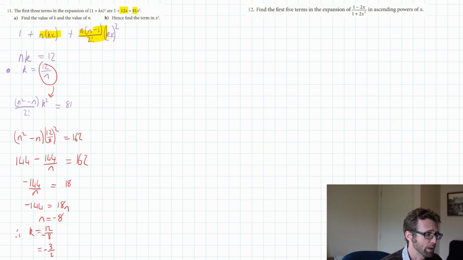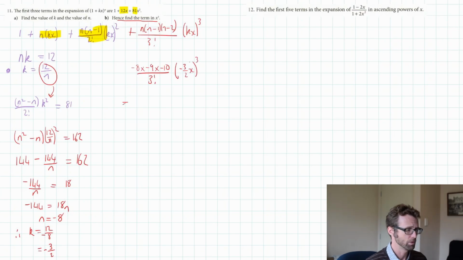Okay, now the second part of the question is we need to find the term in x cubed. Well, if we just carry on, we would have n into n minus 1 into n minus 2. That's all going to be over 3 factorial times kx cubed. Now, we just chuck in our values here. So what do we get for n? n is minus 8, so we're going to have minus 8 times minus 9 times minus 10. That's all going to be over 3 factorial. And that's going to be multiplied by negative 3/2 x cubed.